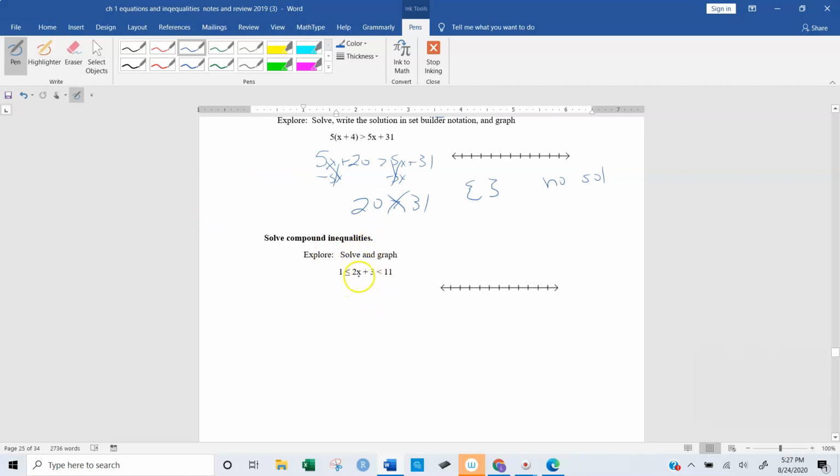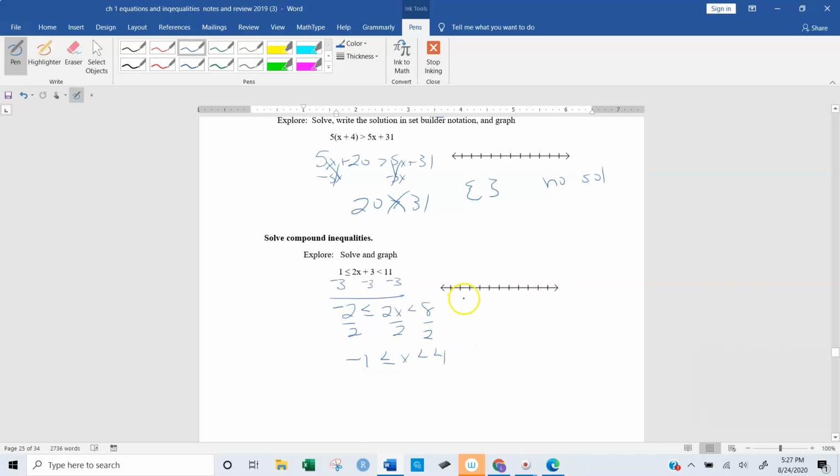Okay, the first thing you should do, we got to get x by itself, but we have two inequalities to work. That means when I subtract 3, I have to subtract it from both of these sides. So now you have -2 is less than or equal to 2x is less than 8. Divide by 2, but I must divide everybody. -1 less than or equal to x less than 4.